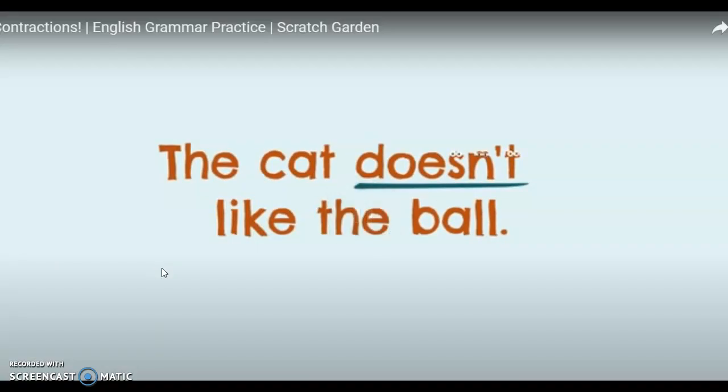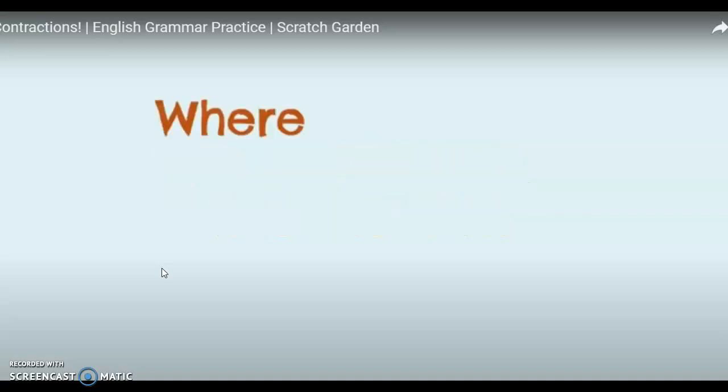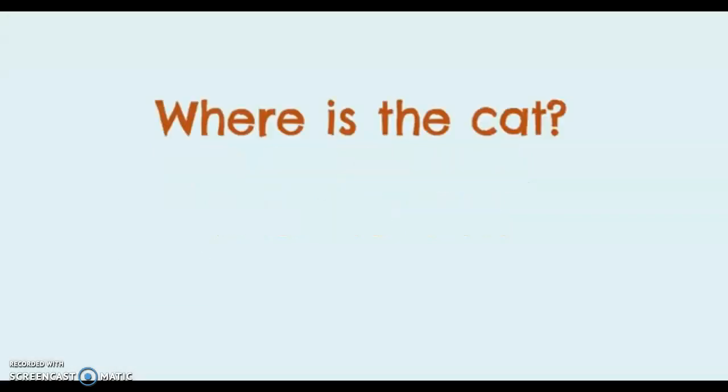So let me stop here. So in the first video, we saw that we deleted verb to be, I am. We deleted a letter from verb to be. For the second example, we deleted a letter from not. And we say the cat doesn't like the ball. Does the meaning change? No, the meaning is still the same. Is it correct? Yes, it is. Let's take another example.